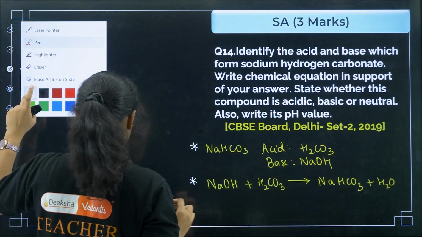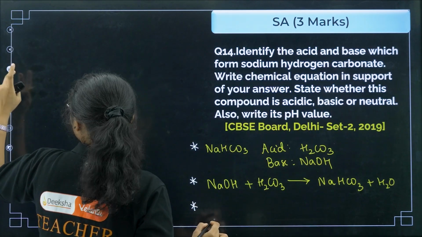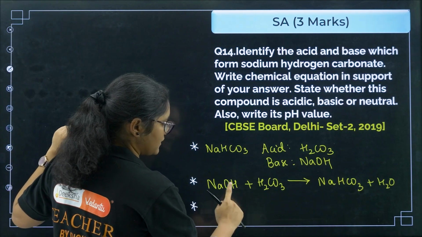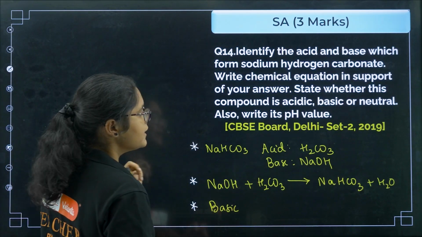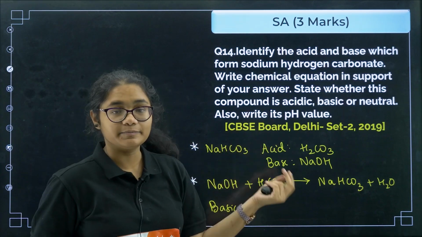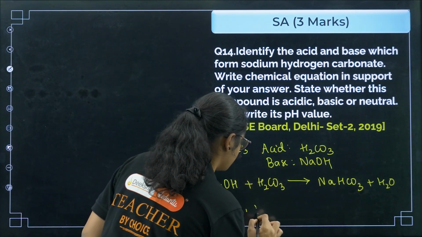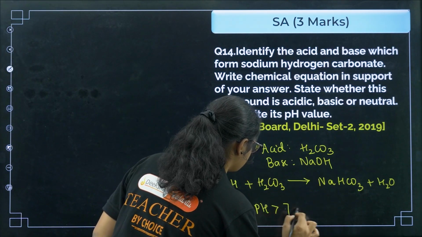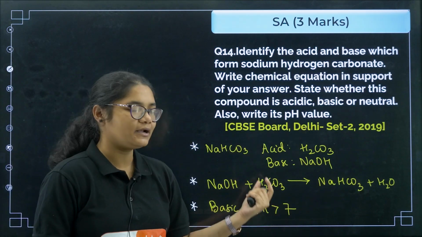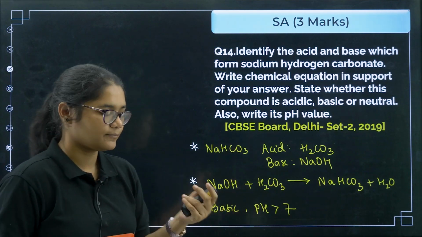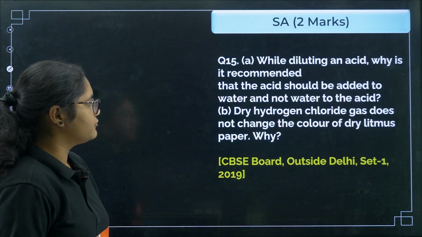Now state whether this compound is acidic, basic or neutral. If you see here, it is a strong base and weak acid, so definitely it will be a basic salt. Next, the question is asking to write its pH value. Basic salt means the pH will be greater than 7. You do not have to write the exact value, you need to write above 7 or below 7.